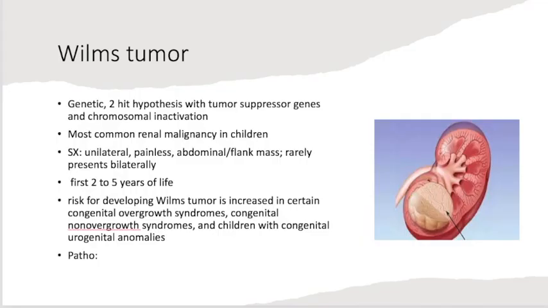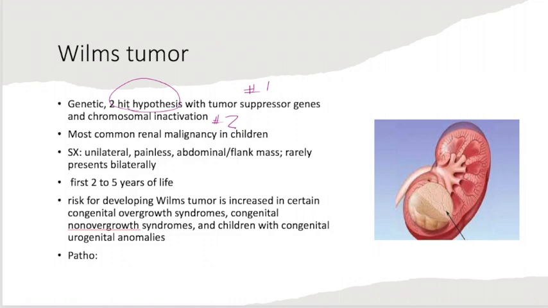Let's take a look at some of the cancers. So Wilms tumor, this is a genetic and it's got that 2-hit hypothesis with tumor suppressor genes and chromosomal inactivation. This is the most common renal malignancy in children. It will present with a unilateral, painless abdominal flank mass, rarely presents bilaterally. Here's a picture of it. And it will present within the first 2 to 5 years of life.